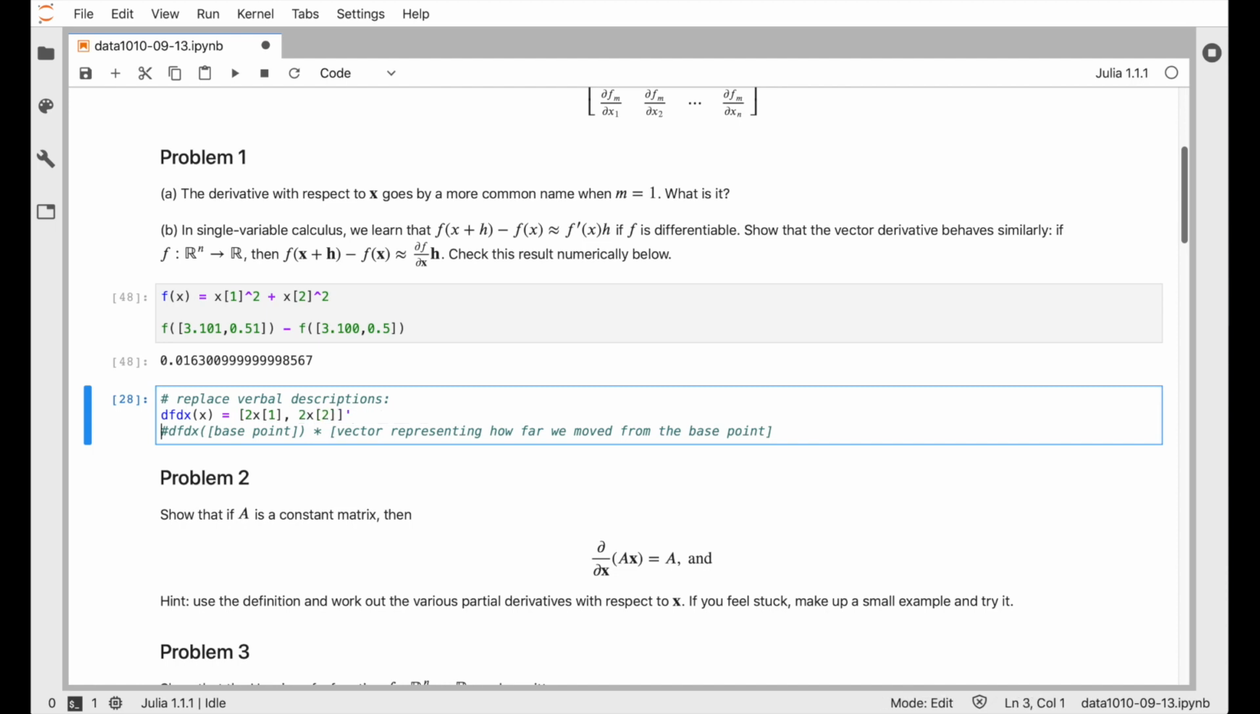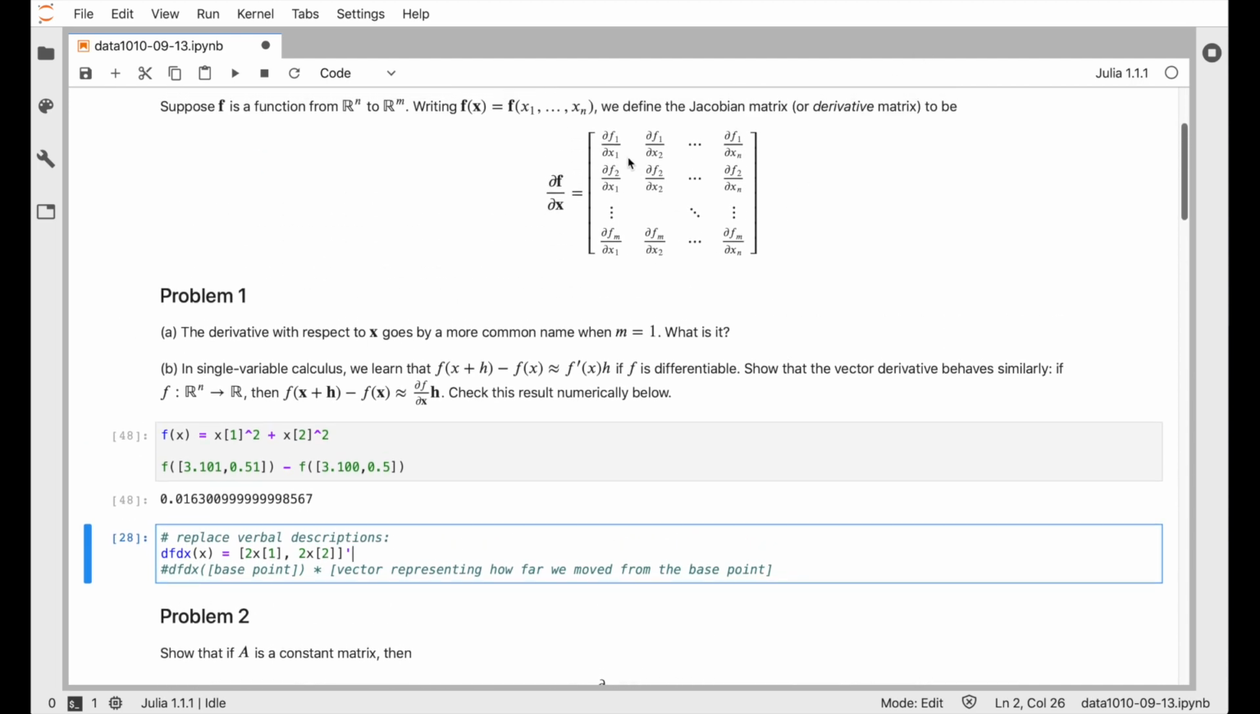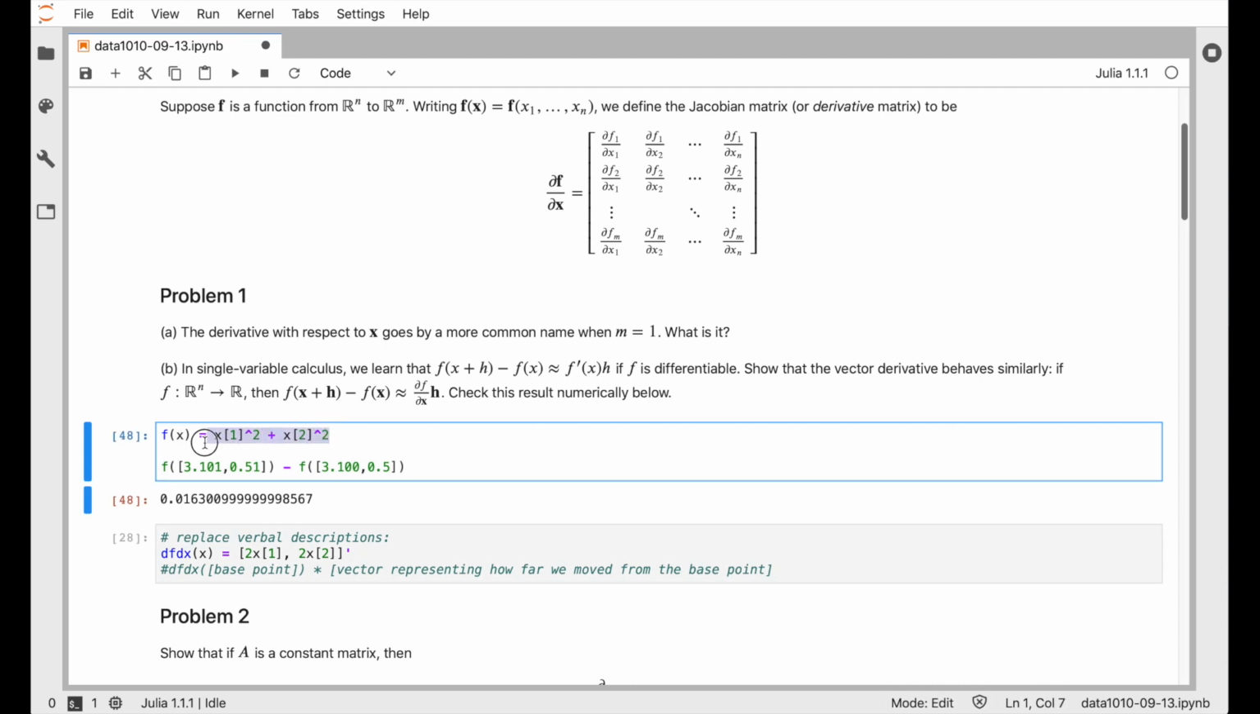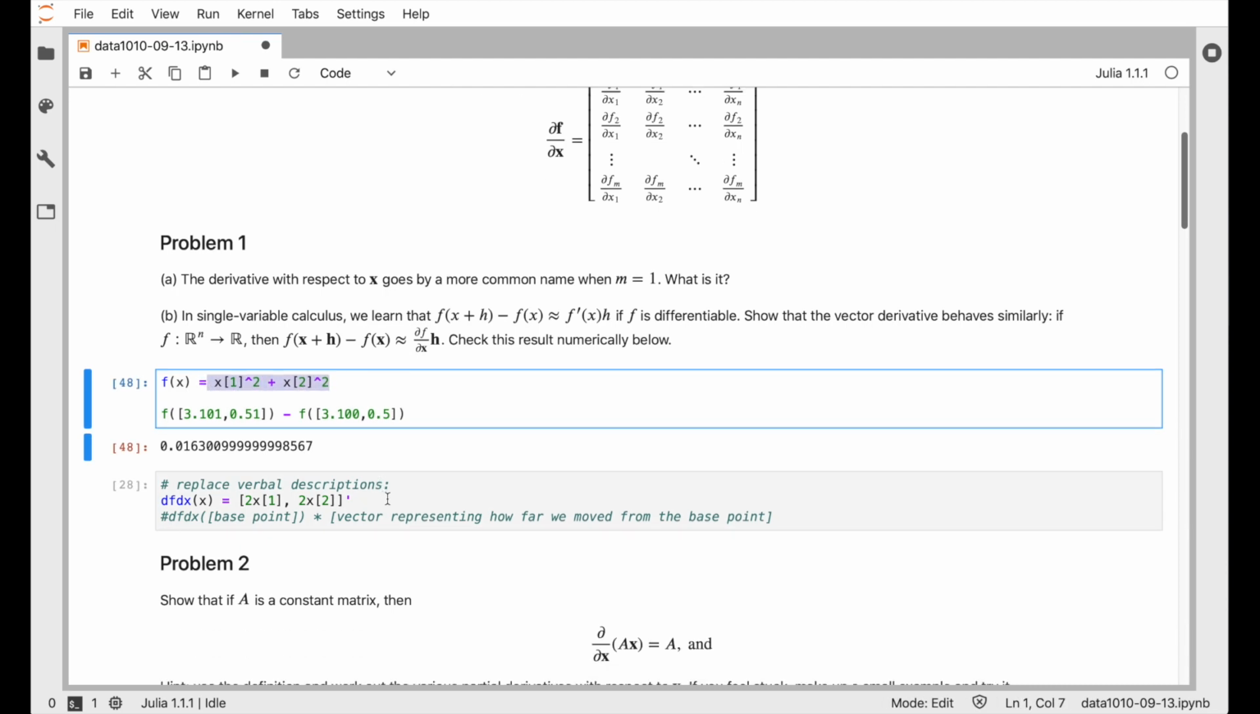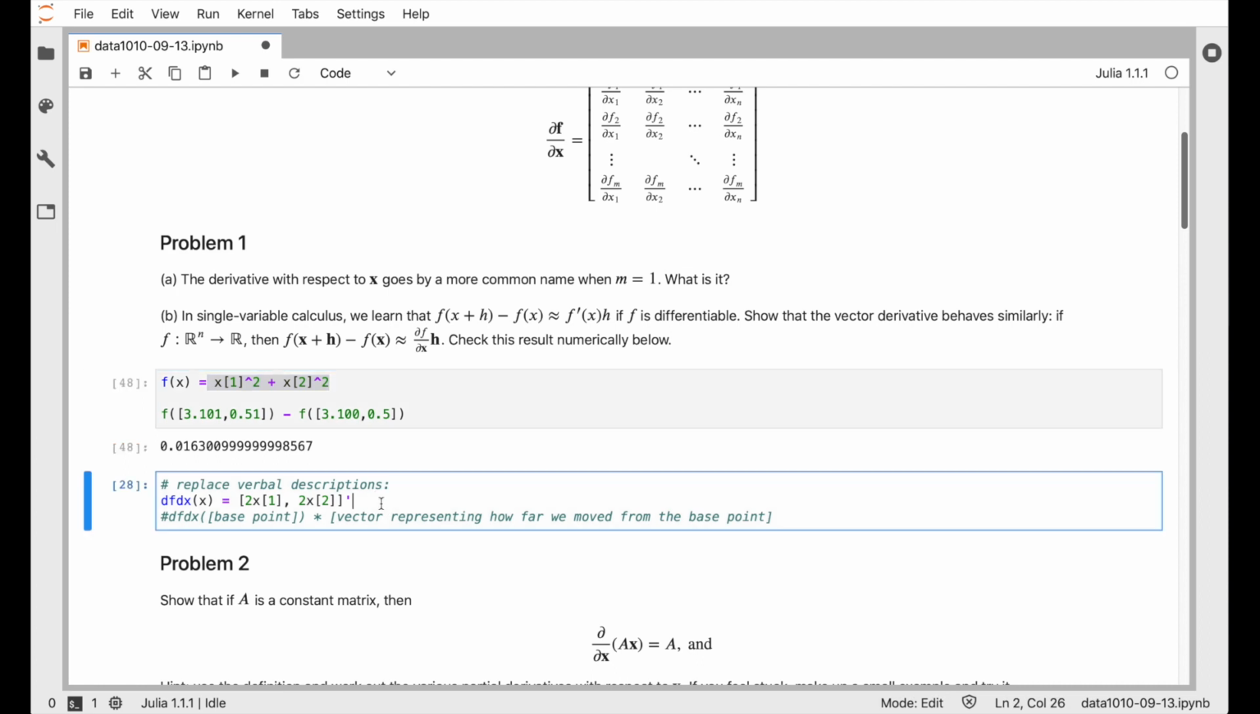And notice that we have this prime here. That is transposing this vector. So instead of a column vector, we want a row vector, and that's coming from the definition. Notice in the definition, across a row, the component is the same. So you pick a component, you differentiate with respect to each variable, and you put that into a row. If you have multiple components, you get multiple rows. In this case, we just have one real number coming out. So this is m is equal to 1. And so we should have a single row with 2 components.